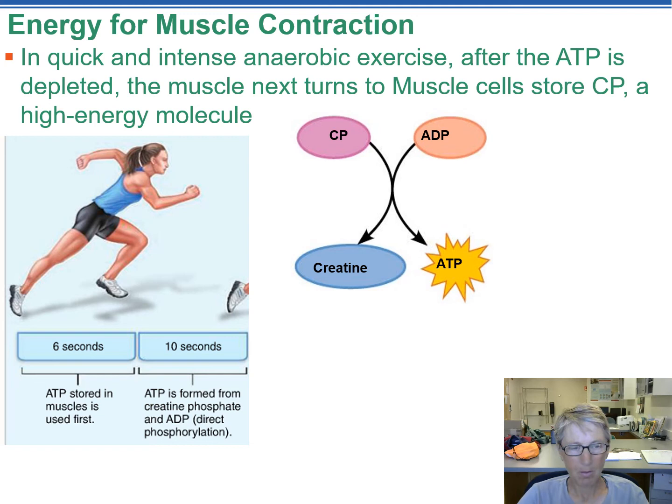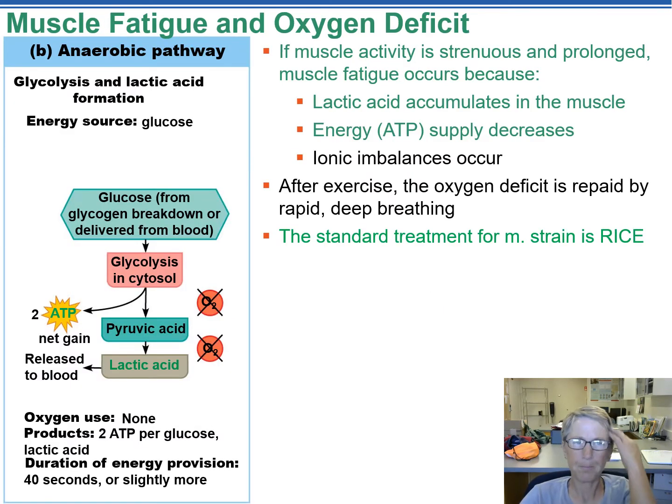So kind of talked about this already. ATP is used first in the muscles. Then in the next 10 seconds, ATP is formed from creatine phosphate. So in this quick and intense anaerobic exercise, so she's like a sprinter, the muscle, so you use up ATP, and then creatine phosphate is a really high energy molecule, and I guess you can buy it in powder form in the stores.